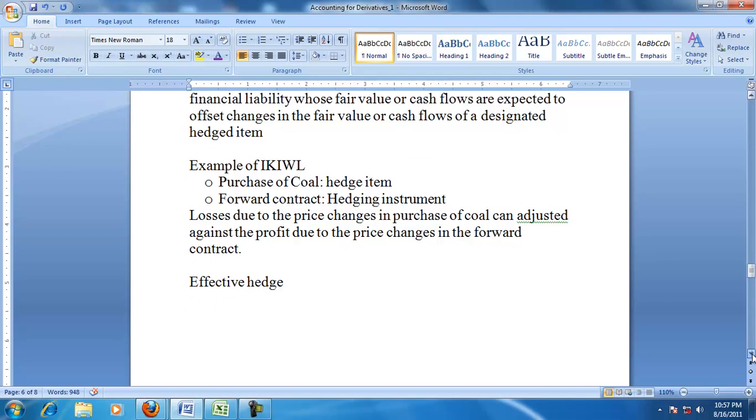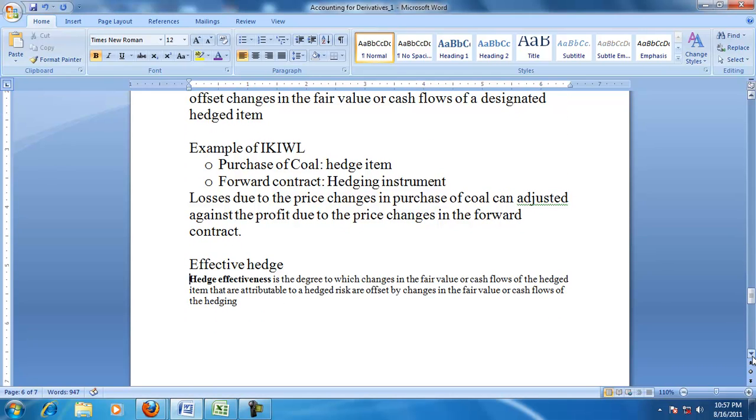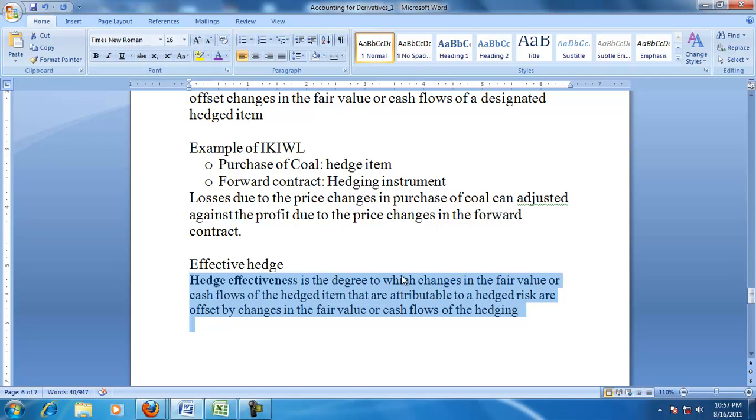There are several tests, and hedge effectiveness is the degree which shows that the changes in the fair value or the changes in the cash flows of the hedge item that are attributable to the hedged risk are offset by the changes in the fair value or the cash flows of the hedging instrument. So that is why it's called an effective hedge. In the next class we'll see, in the case of hedge accounting, unlike held for trading, how hedge accounting is treated in the books of accounts, in the financial statements. Thank you very much.